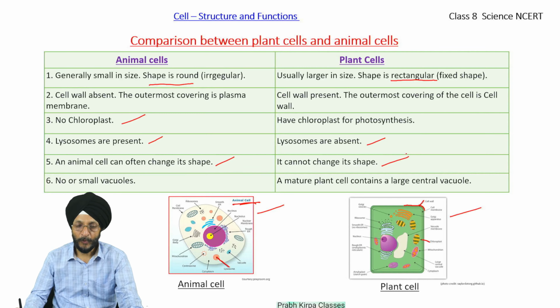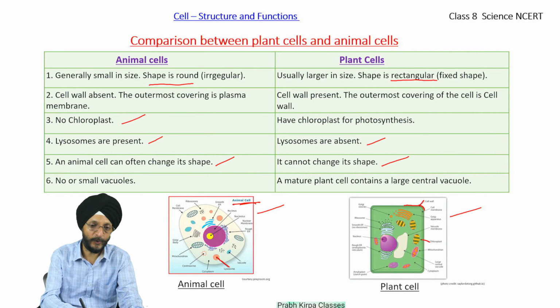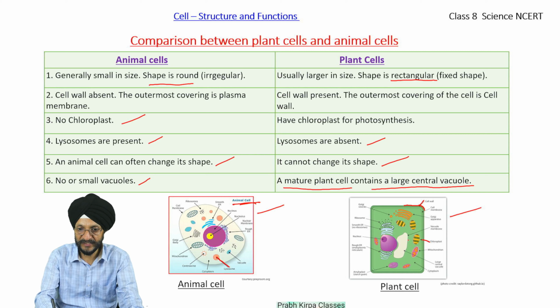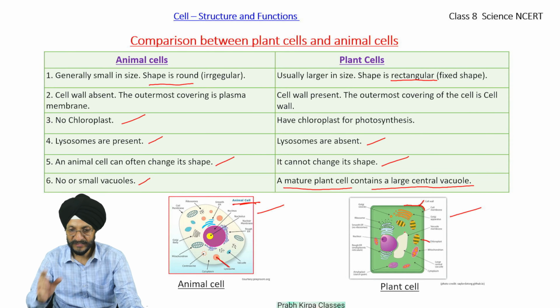Another point of difference is with respect to vacuoles. Animal cells contain no or small vacuoles, whereas in the case of plant cells, a mature plant cell contains a large central vacuole. This is the vacuole which is large in size.